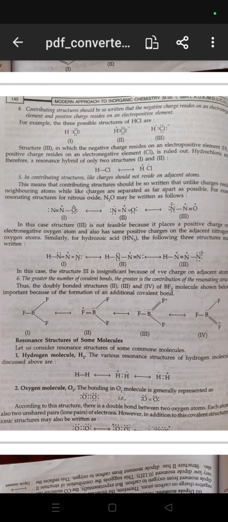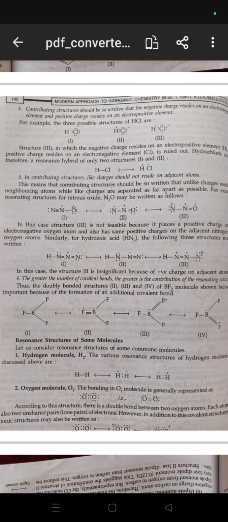For example, resonating structures for nitrous oxide, N2O, may be written as follows. In this case, structure 3 is not feasible because it places a positive charge on the electronegative oxygen atom and also has the same positive charges on the adjacent nitrogen and oxygen atoms. Sixth, the greater the number of covalent bonds, the greater is the contribution of the resonating structure.